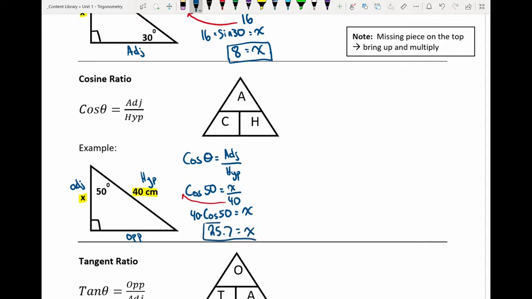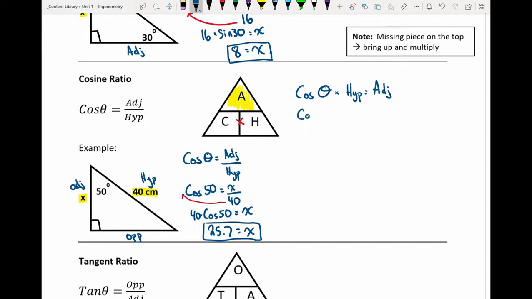equal to x. I can do the same thing with the triangle, or the magic triangle. Again, I'm looking for the adjacent, so I'm going to cover that up. That leaves me with c times h, or cosine theta times the hypotenuse. Give me the adjacent.